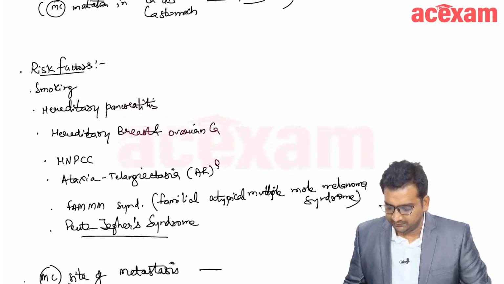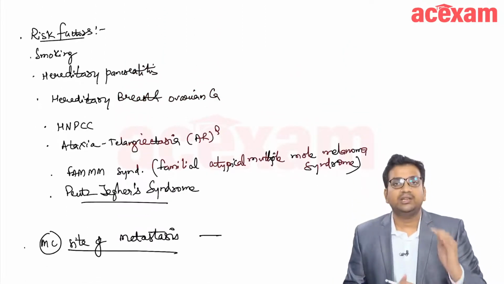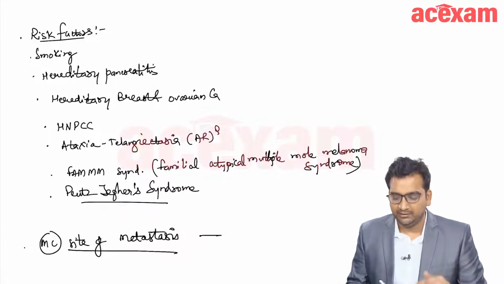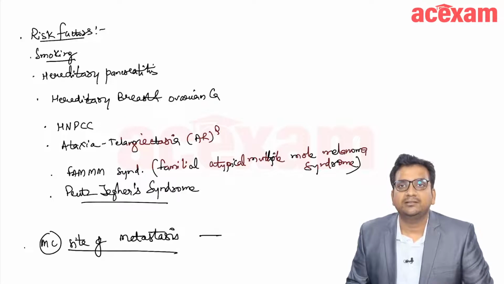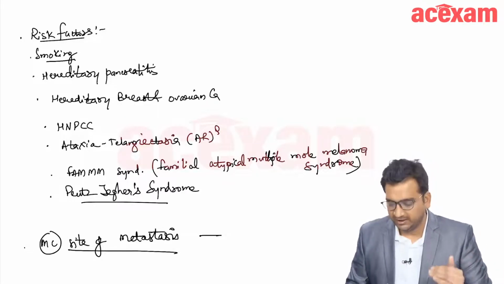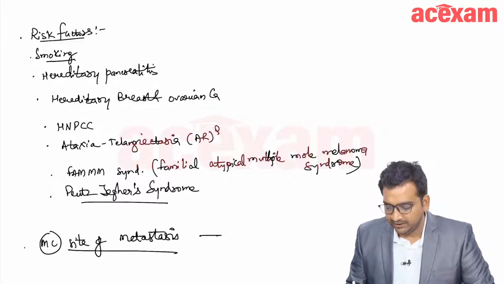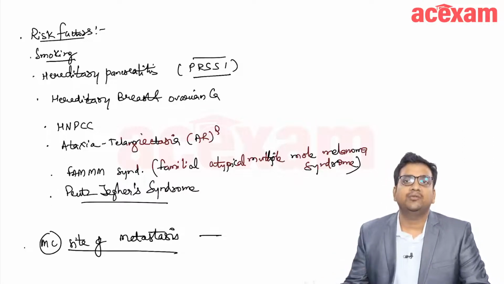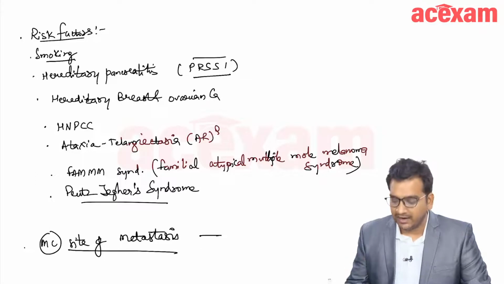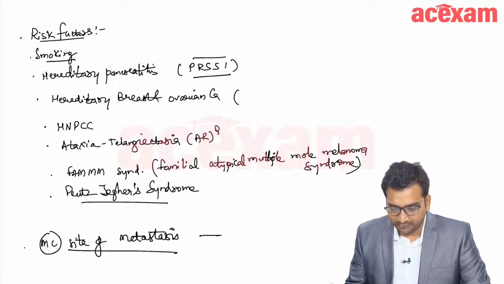What are the risk factors for CA pancreas? Smoking is a very important risk factor. Then hereditary pancreatitis or chronic pancreatitis is also responsible. Hereditary pancreatitis generally occurs with mutation of the PRSS1 gene, the cationic trypsinogen gene. Then there is hereditary breast and ovarian cancer, which occurs because of mutation of the BRCA2 gene.